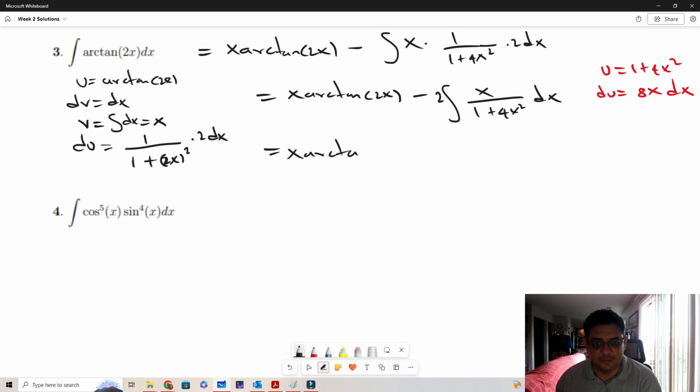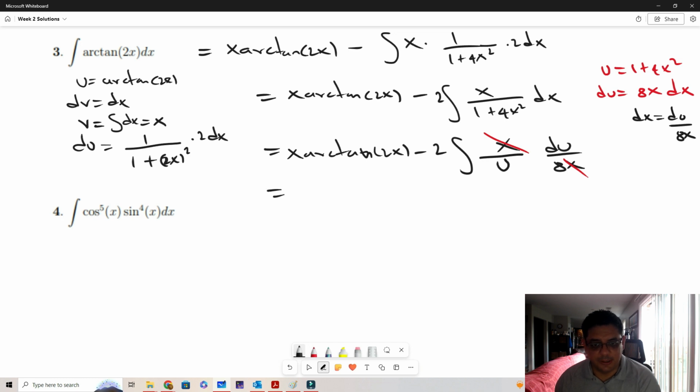And so replacing that, we get that this is x arctangent of 2x minus twice, and then this is going to be replaced by u. And of course, from this, the dx can be replaced by du over 8x. And so du over 8x and this x here, they're going to cancel the x, which tells me that things are okay. And so this is x arctangent of 2x minus twice, or 2 over 8, integral of 1 over u du. And this is a log.